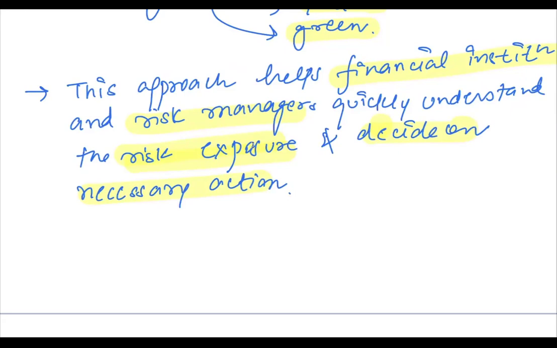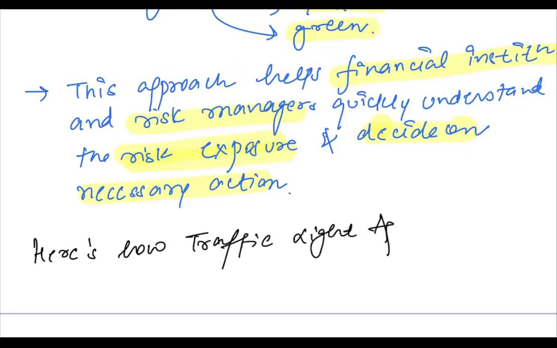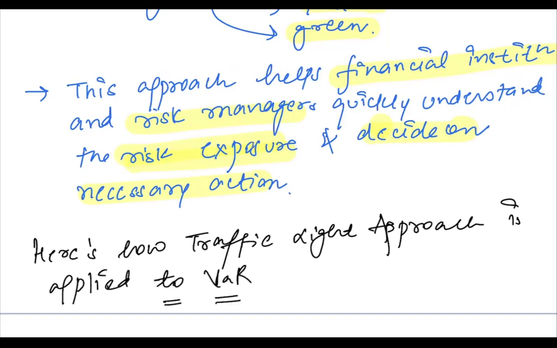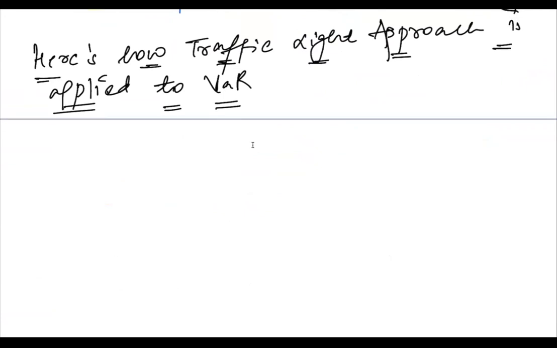Here is how the traffic light approach is applied to value at risk. Let me tell you how we can apply the traffic light approach to value at risk. As I said, you have this value at risk number. Let's say this is $10,000. This is your value at risk number.